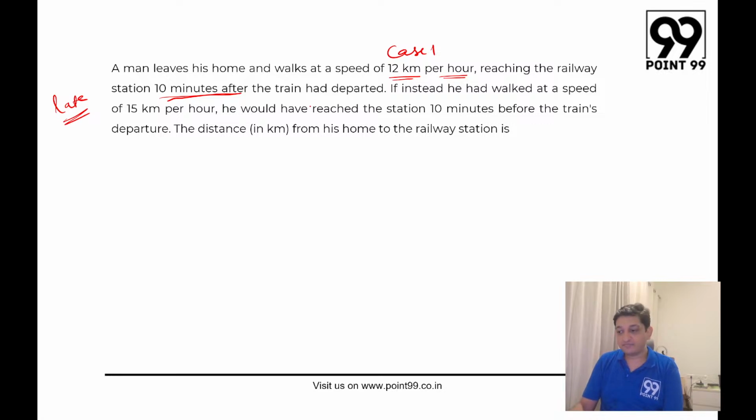Alright, if instead he had walked at a speed of 15 kilometers per hour, अब इसकी जगह पे अगर वो 15 kilometers per hour की स्पीड पे वॉक करता, मतलब faster, case 2 में, then what would have happened? He would have reached the station 10 minutes before. मतलब यहाँ पे he would have reached early. तो he would have reached earlier and he would have been able to get the train.